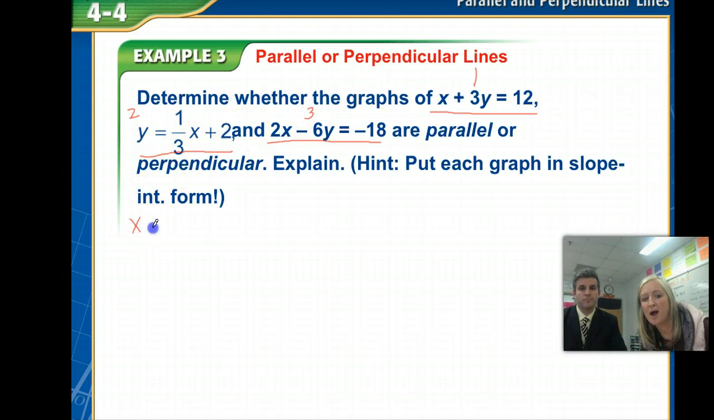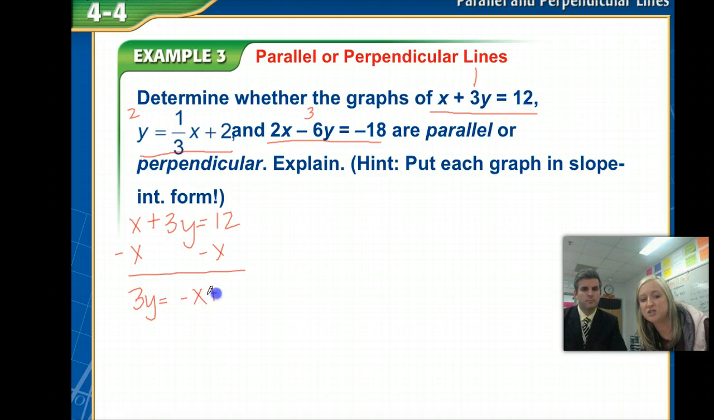My first one, y minus 3x equals 12, I need to put it into slope-intercept form. So I'm going to subtract an x from both sides. I get 3y equals -x plus 12. Divide everything by 3. And I get y equals -1/3 x plus 4. So that's my first problem. My second problem is already in slope-intercept form, and it's 1/3 x plus 2.